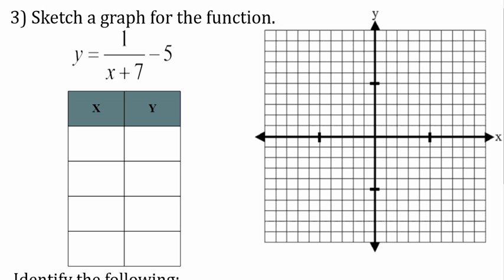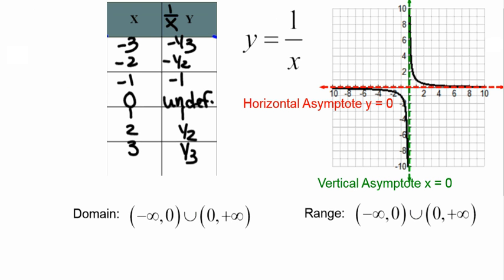At this point, let's have you pause the video and try a third function. We're going to look at y equals 1 over the quantity x plus 7, minus 5. Again, think of it comparing it to the parent function, 1 over x. Ask yourselves how many transformations are occurring, do they affect the inputs or the outputs, and use the table to help you.